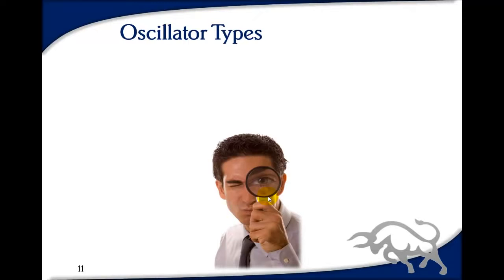Now, just going over the oscillator types, look for overextended conditions. That's where the oscillator is useful.